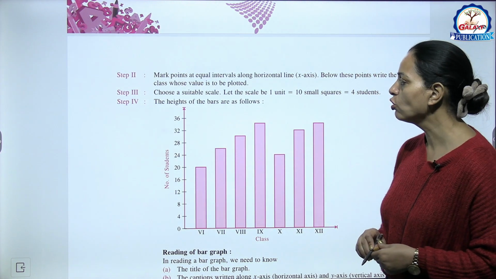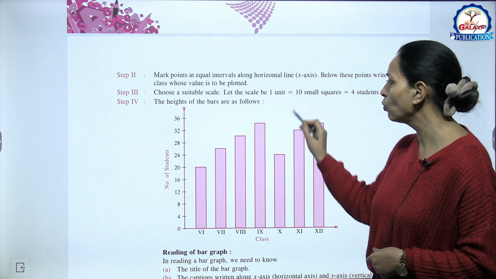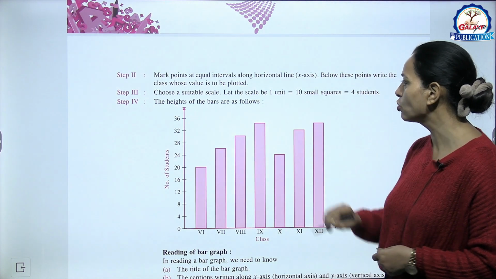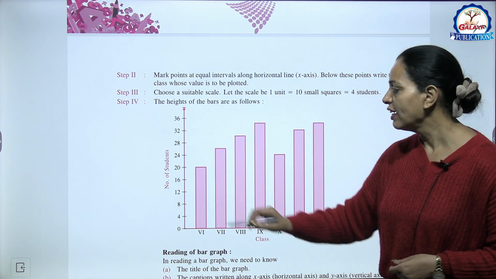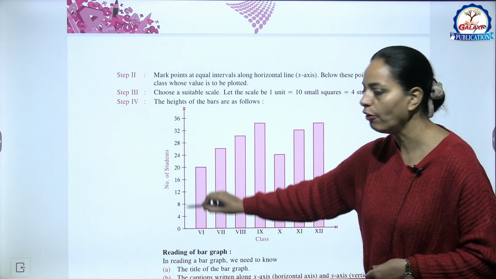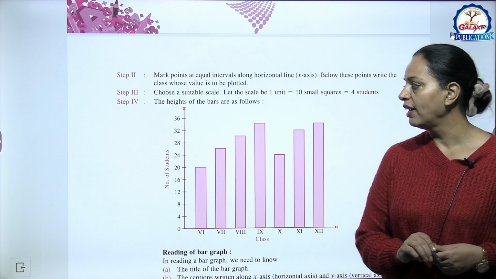And step 3, choose a suitable scale. हमारे पास number of students हैं, so we can take 1 unit equals to 10 small square equals to 4 students. यानी हम यहाँ पर गैप ले लेंगे 4 का, 4, 8, 12, 16, 20, like this.